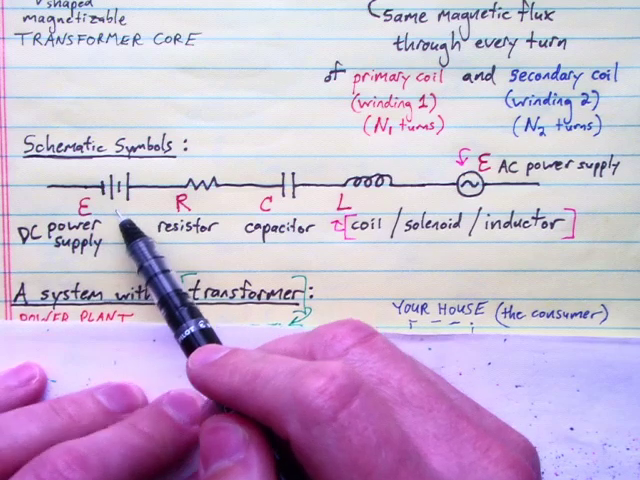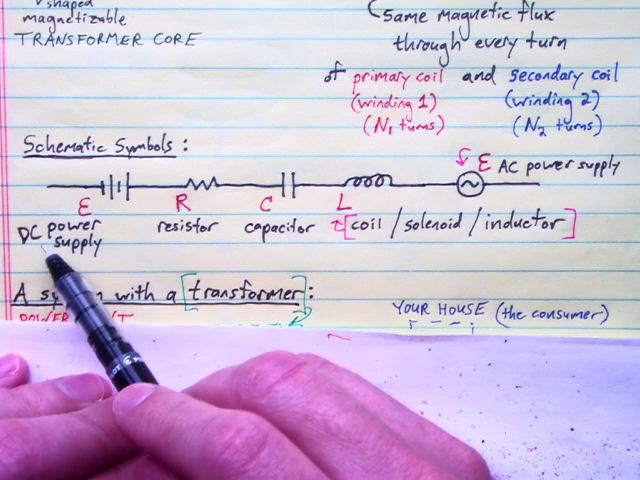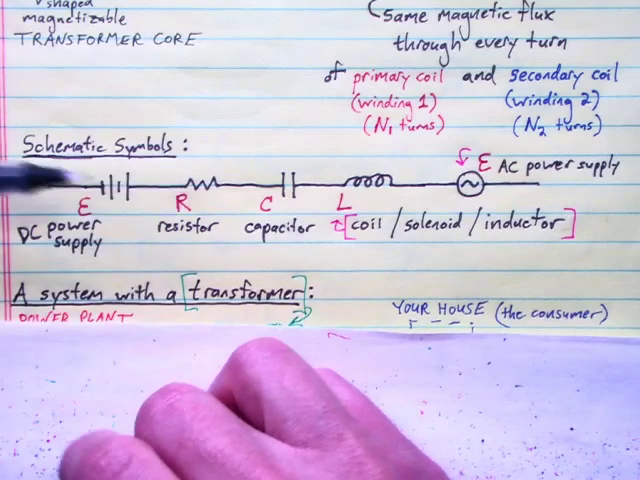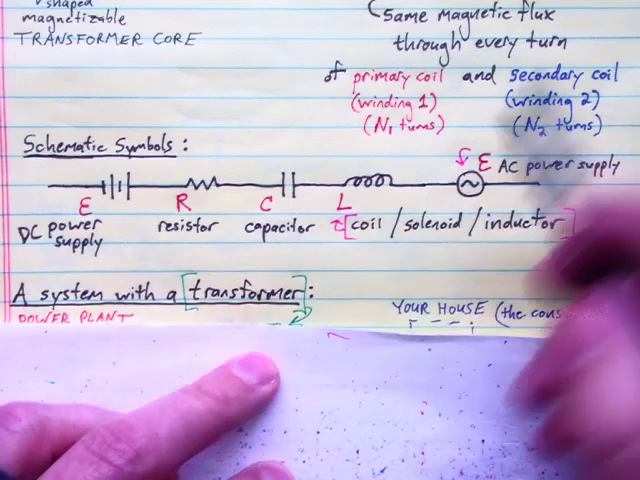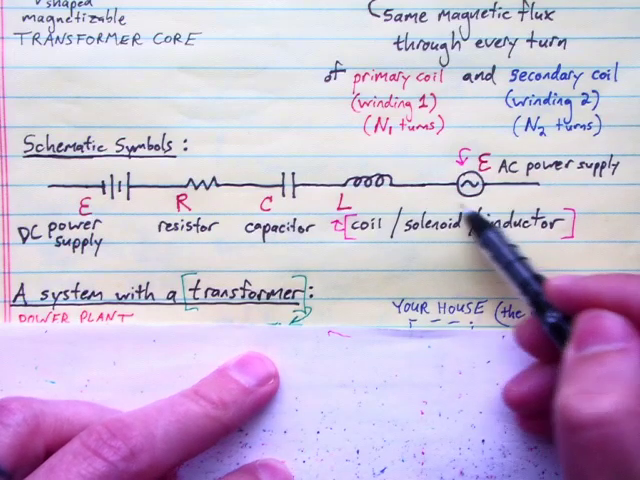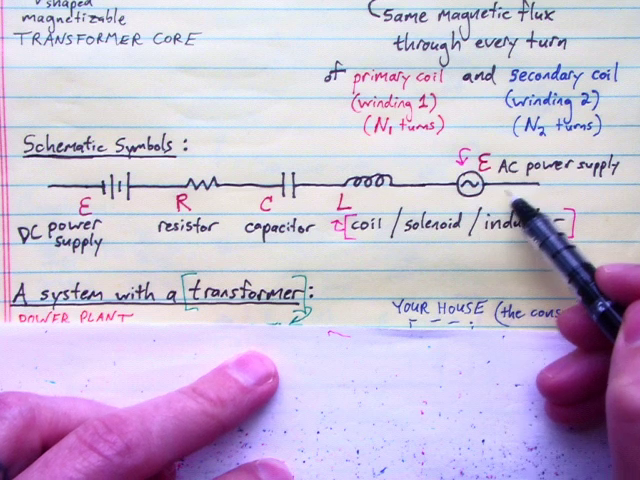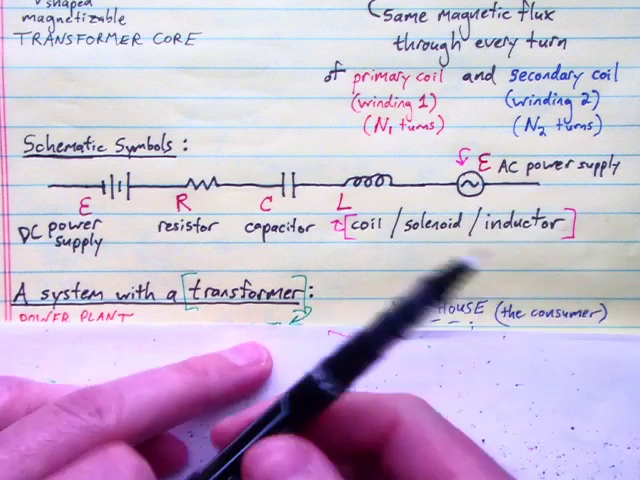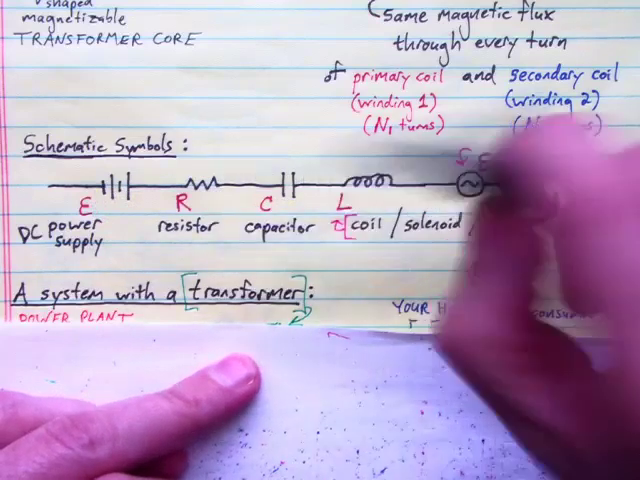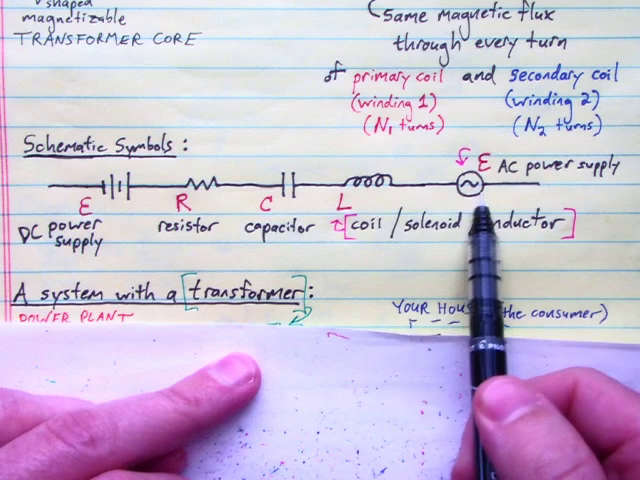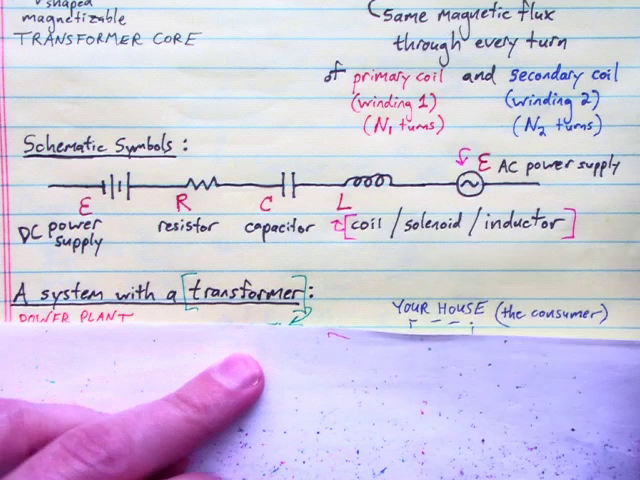Our power supplies that we have been using are DC power supplies, direct current, meaning they always point in the same direction and try and push current in the same direction. But if we have an AC power supply, this would be the symbol for that. This would be some power supply that produces an EMF that's alternating in direction. First right, then left, then right, then left, a continually flipping EMF here, an AC power supply.